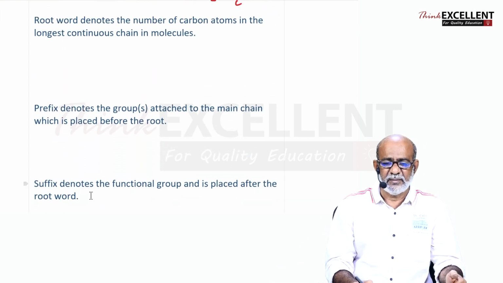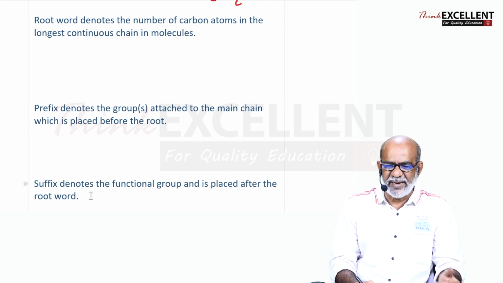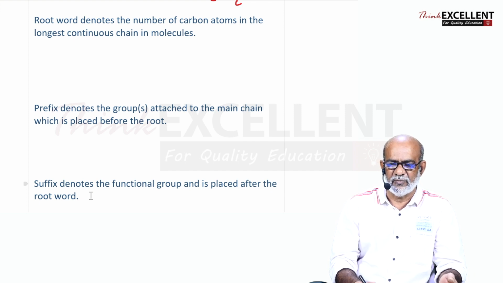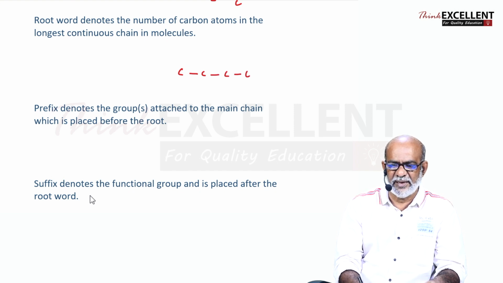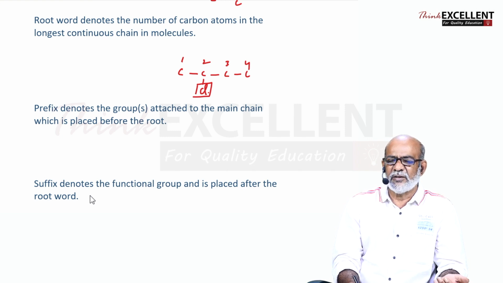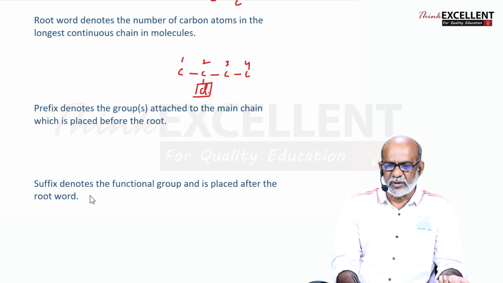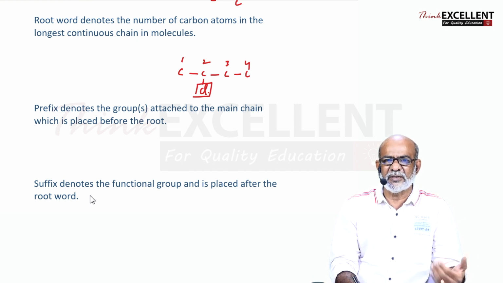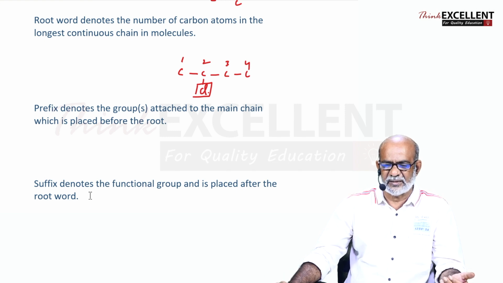What is a prefix? It is the group attached to the main chain which is placed before the root word. For example, this is the longest continuous chain, with 4 carbons, taken as the root word. Suppose I put a substituent on the second carbon, for example chlorine. This substituent comes before the root word and is called the prefix. It means 2-chloro: the second carbon contains chloro. This is a prefix.